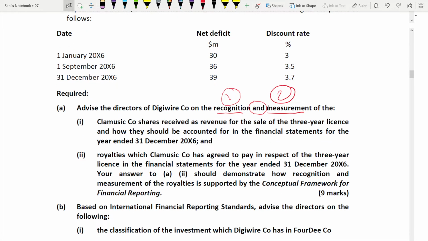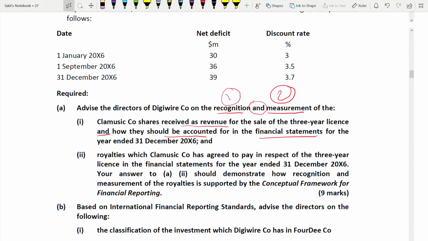First, Clay Music Company shares received as revenue for the sale of the 3-year license, and how they should be accounted for. How you have to recognize and measure when you're receiving shares and recognizing them as revenue for the sale of the 3-year license, this is the first requirement. Then how they should be accounted for in the financial statements for the year ended 31st December 2006. Not just recognition and measurement, but how it will come in the financial statements.